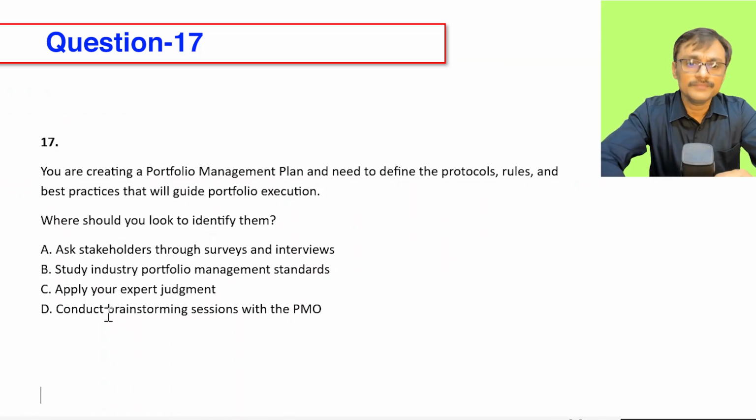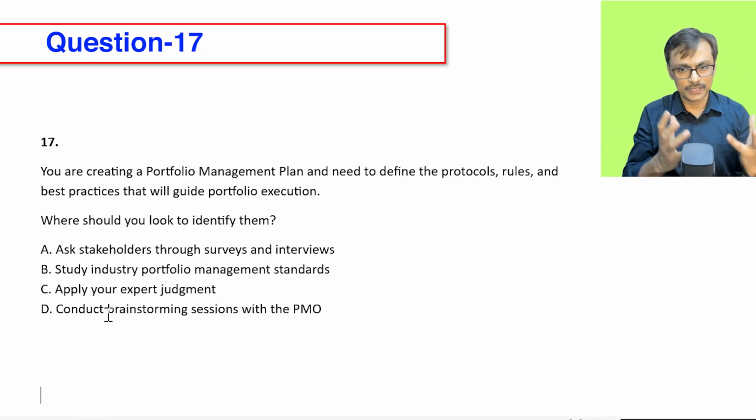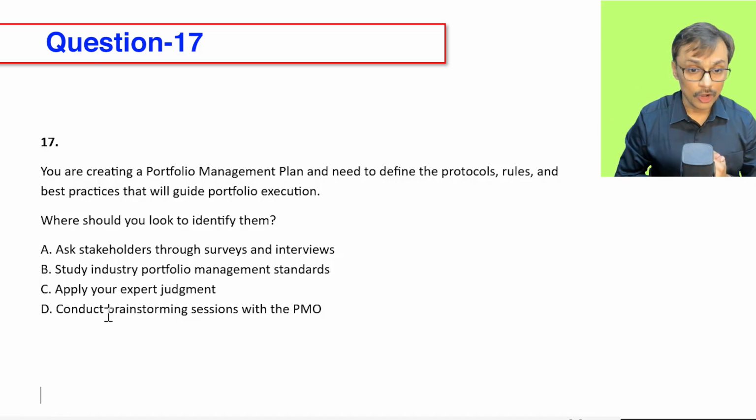Question number 17. You are creating a portfolio management plan and need to define the protocols, rules, and best practices that will guide portfolio execution. Where should you look to identify them? Some guidance which can help you in defining your protocols, rules, and practices. Option A, ask stakeholders through survey and interview.